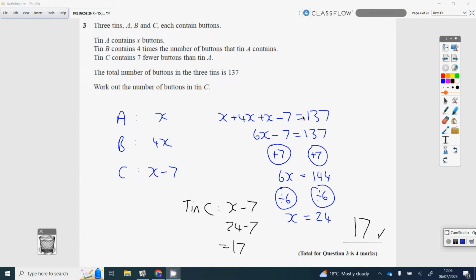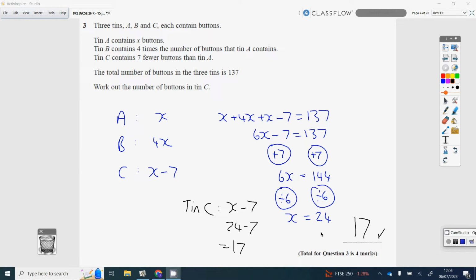So we've constructed an equation, we've just got to now go and solve it. So simplify the left-hand side. X plus 4X plus X is 6X. So 6X minus 7 equals 137. How do we undo subtracting by 7? We add 7 to both sides. So 6X equals 144. 137 add 7. How do we undo timesing by 6? We divide by 6. So X equals 144 divided by 6, which is 24.